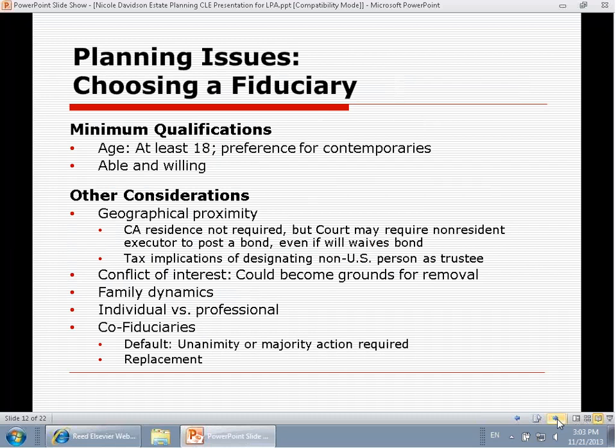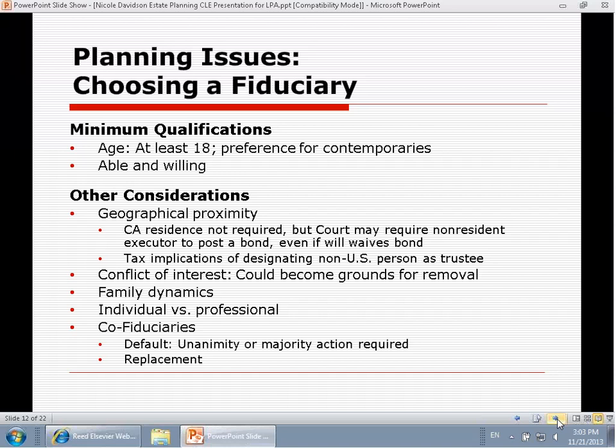Okay, so I've listed out some planning issues that I think will be helpful in conversations with clients. One question that's often asked is, how do you choose the fiduciary? And the fiduciary is going to be the trustee of the trust after the client, the executor of the will, the agent under the power of attorney and the healthcare directive.